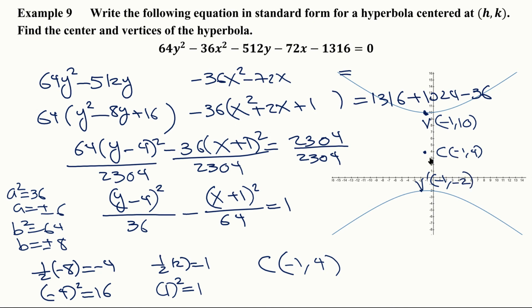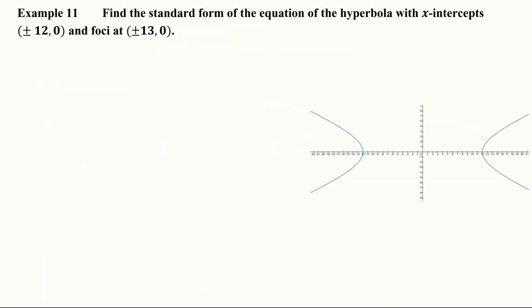All right, so we have the center, we have the vertices, and we did put it in standard form, okay? And of course, if you wanted to make your box, you would also from this point go 8 to the right, 8 to the left, make your rectangle, draw your asymptotes, and graph your hyperbola. Don't forget, it's going to be an up-down one. That's it. All right, here's one that's a little different.